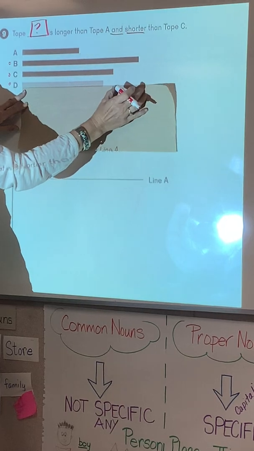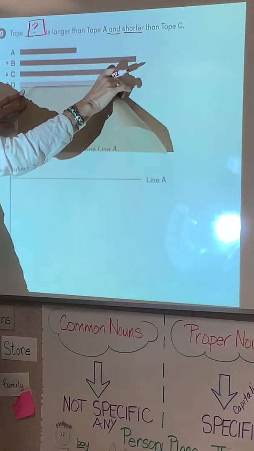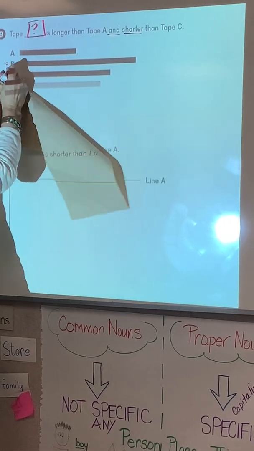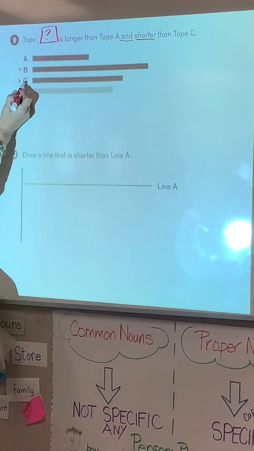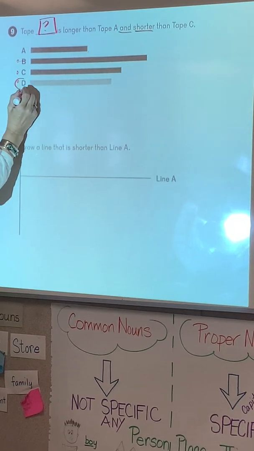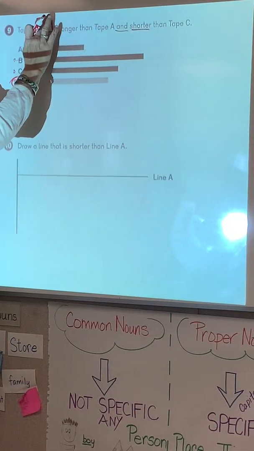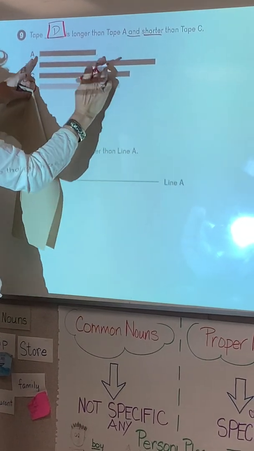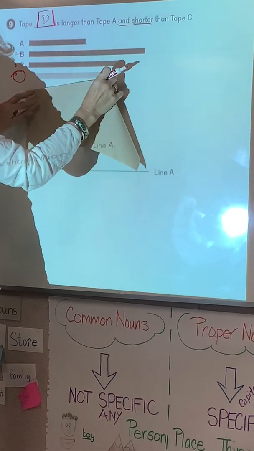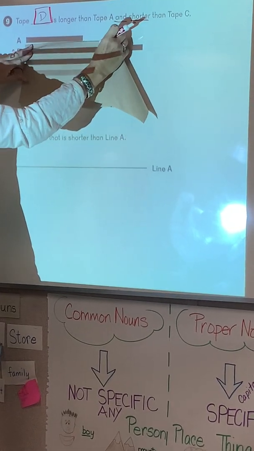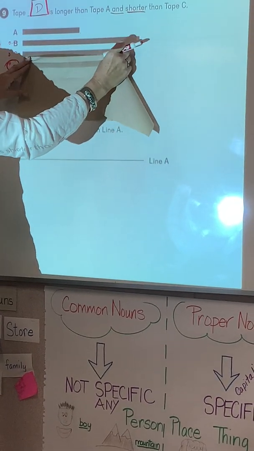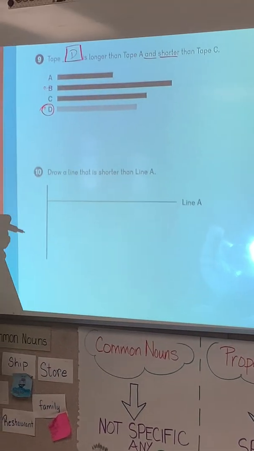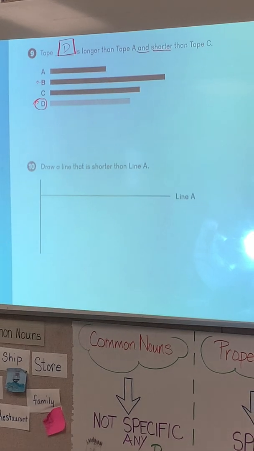What about tape D? Is tape D shorter? Here's our mark. There's our mark right there for tape C. It is shorter. We eliminated tape B. C is what we're measuring against, so tape D is our answer. Tape D is longer than A. Is it longer than A? It certainly is. Tape D is longer than A and shorter than C. So there's your answer. Okay? Tape D. Very good. Next question.